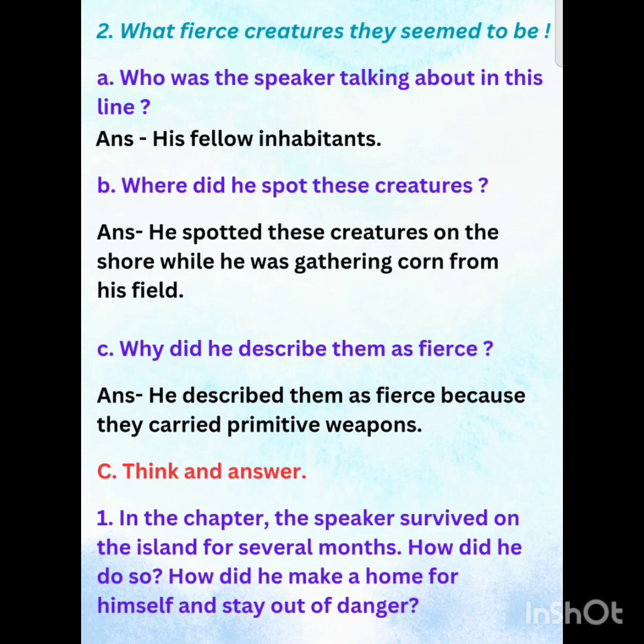Question 2. What fierce creatures they seem to be? Question A. Who was the speaker talking about in this line? Answer is, his fellow inhabitants.